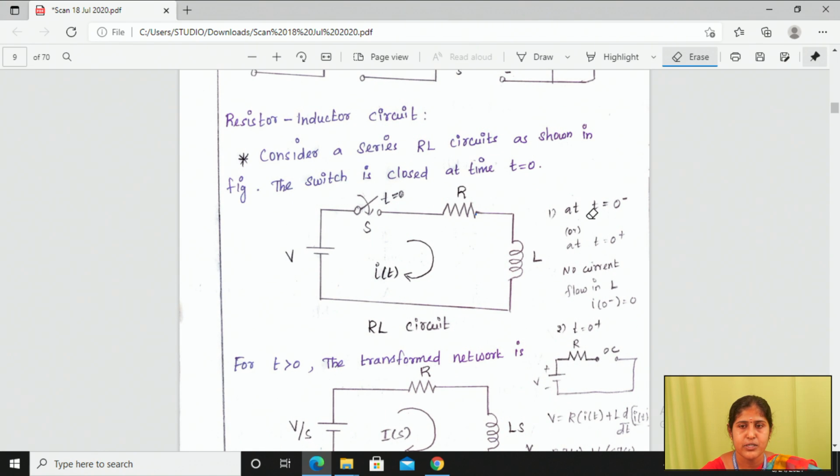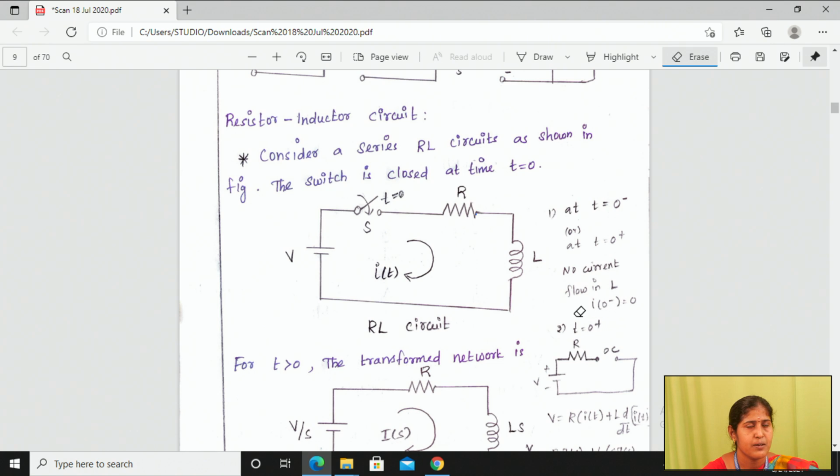At t equal to 0 minus, that means before the switching function, there is no current flow at the beginning state. So your IL of 0 minus or IL of 0 plus, which is I of 0 minus or I of 0 plus, is equal to 0.